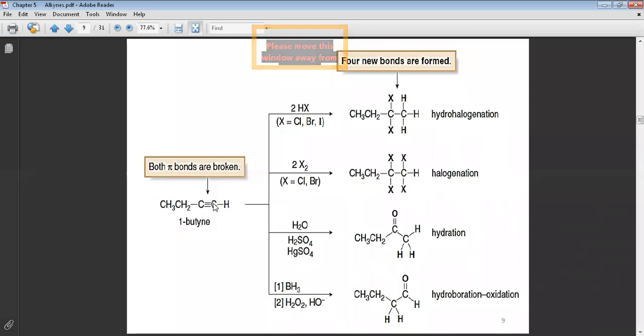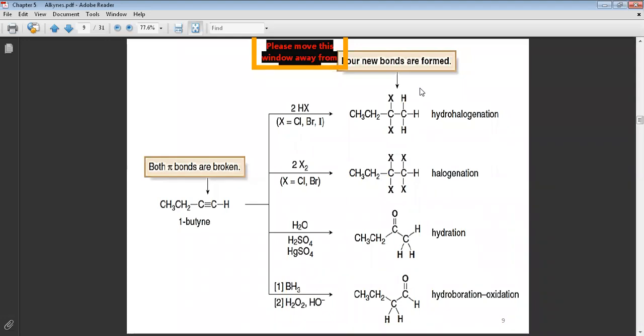Okay, now you have 2 carbons here, 1, 2. One of them is the less substituted carbon, this one. And this carbon has an alkyl group bonded to it. That means the proton is added to the less substituted carbon, the carbon with more hydrogen. That means this reaction follows the Markovnikov rule.